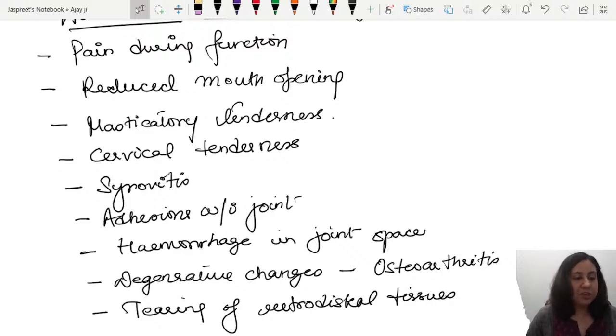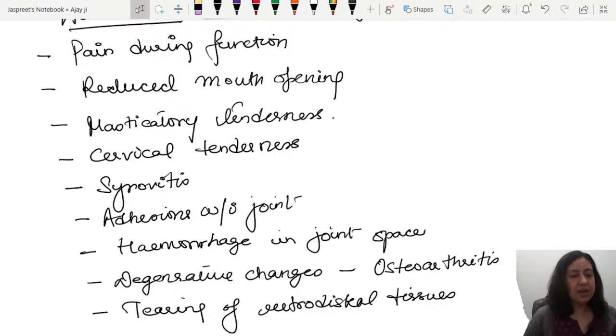Now, pain during function: there can be pain on mouth opening, pain on chewing, pain during opening and closing movements. Mouth opening might be restricted. Masticatory tenderness: while chewing, the patient will have tenderness in the joint. Cervical tenderness: the cervical region will be tender. There can be synovitis, that is inflammation of the synovial membrane. There can be adhesions within the joint.